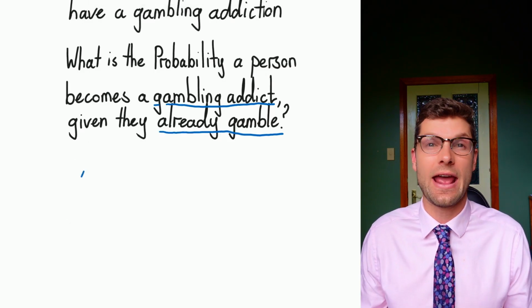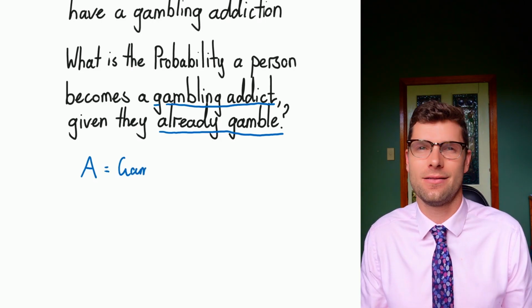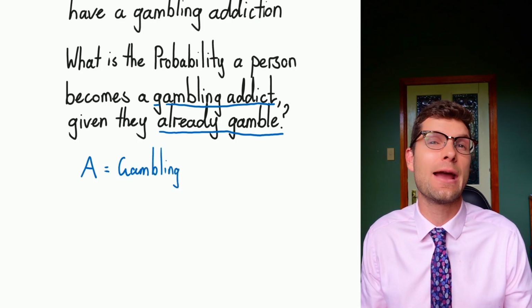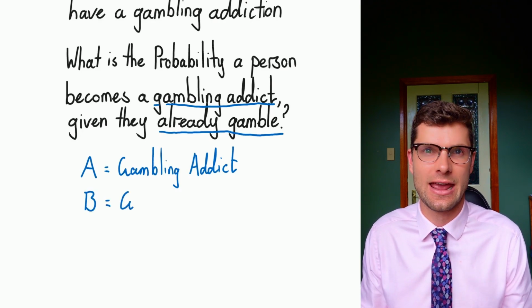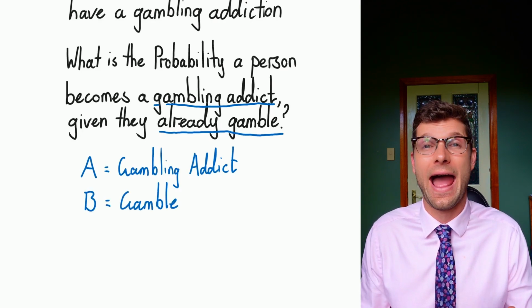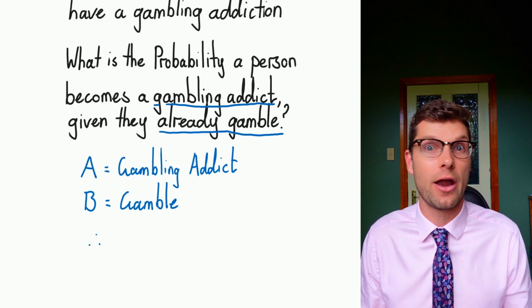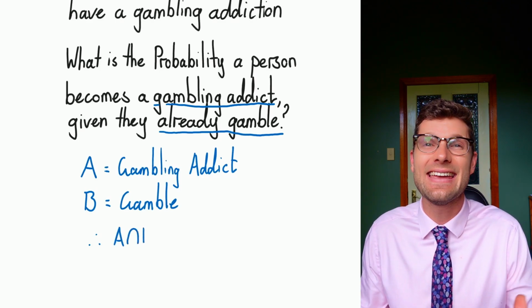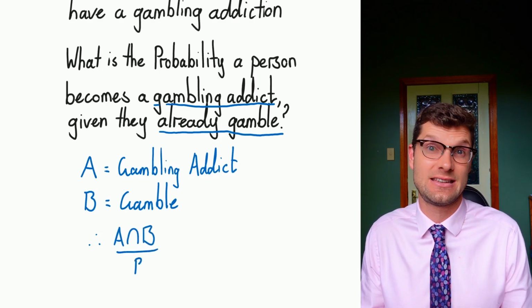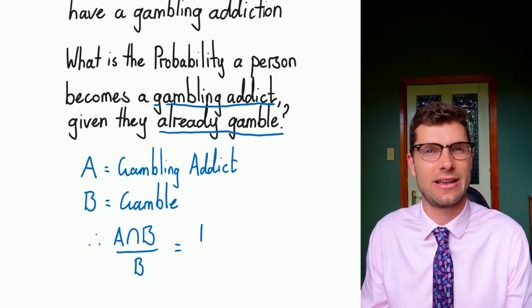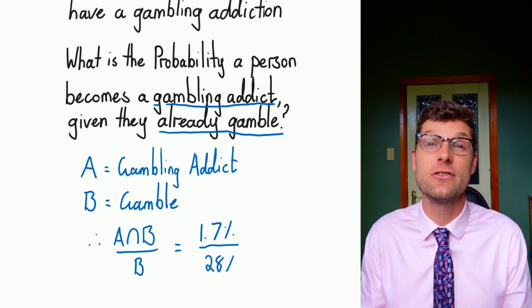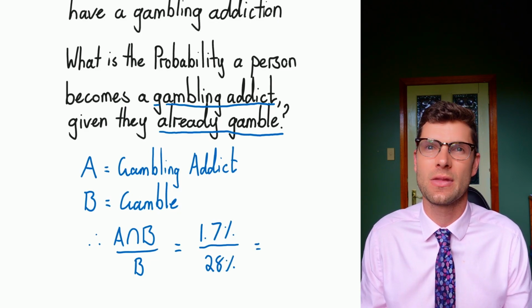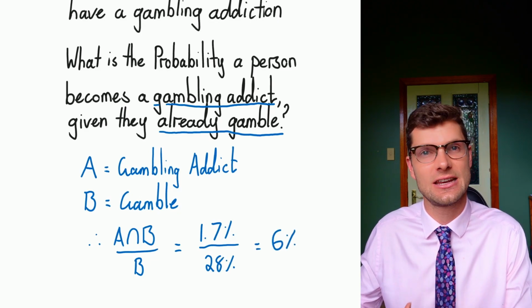So we've got to assign our notation for this. A is the people that we're looking for. These are the gambling addicts. B is the entire population that does gamble. So we're looking for A intersection B divided by B. So A is the 1.7% of Australians that are gambling addicts. This is divided by the 28% of Australians that gamble in total. And this is actually equal to 6%.